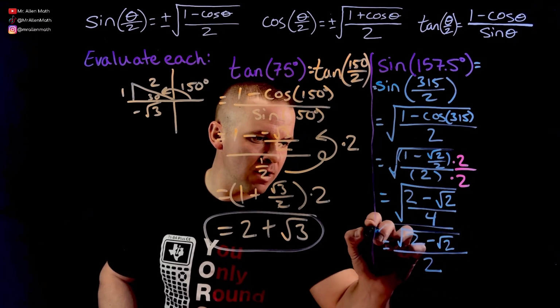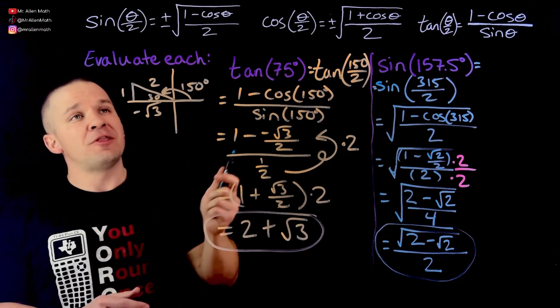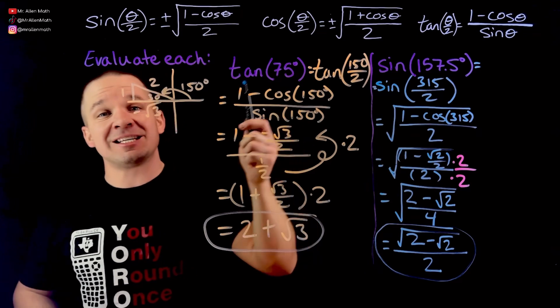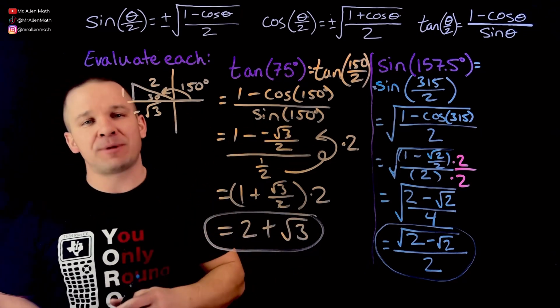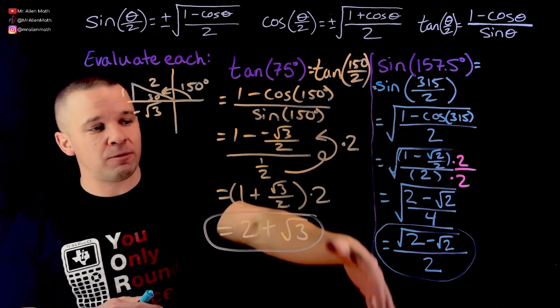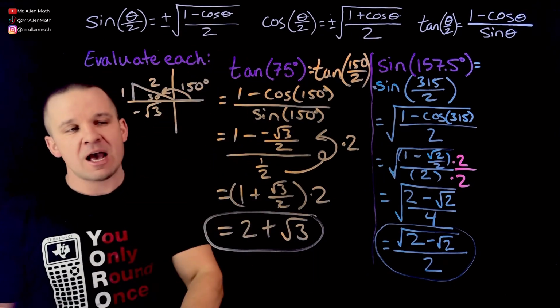And we already decided that this whole answer is going to be positive because 157.5 is in the second quadrant and sine is positive in the second quadrant. So there are those multiple steps, not just the evaluation, but deciding if it's positive or negative in your sine and cosine half angle formulas.